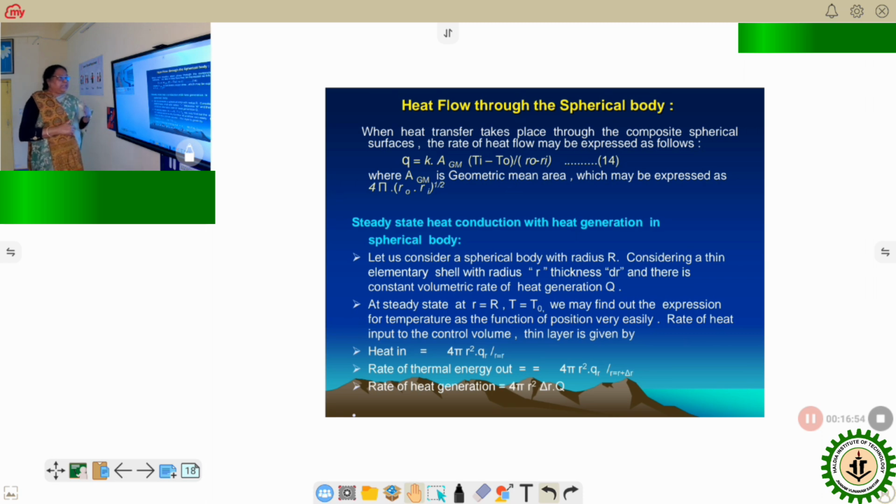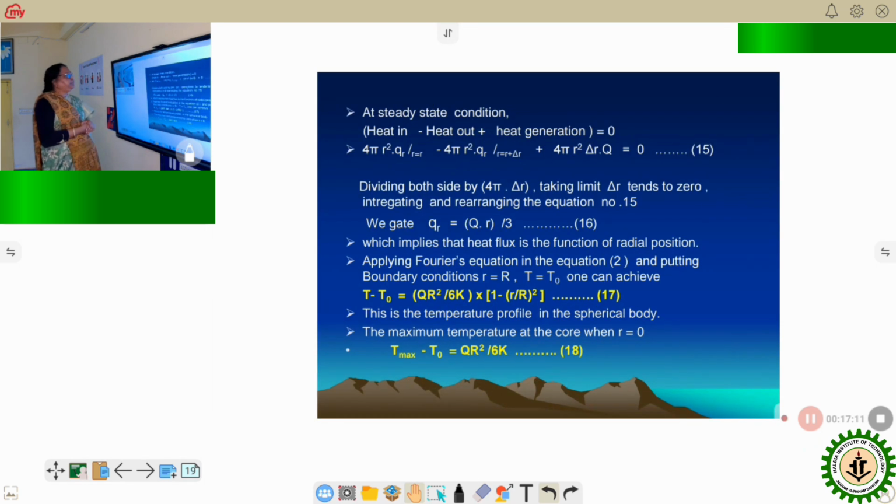So for steady state heat conduction with heat generation in the spherical body, we can find out by the same procedure, the heat in and the heat out, also the heat generation, as per this equation. Heat in minus heat out plus the heat generation is equal to 0, as in the cylindrical body. Dividing both sides by 4π delta r, taking the limit delta r tends to 0, integrating and rearranging this equation number 15, we can achieve q_r, the heat flow in a solid body, may be given as Q into r by 3, which implies that heat flux is a function of the radial position.